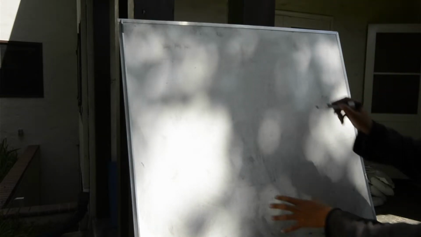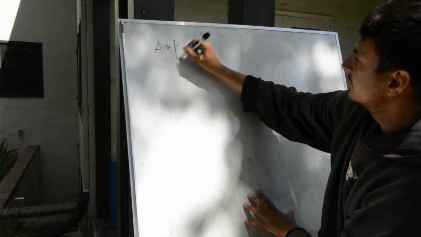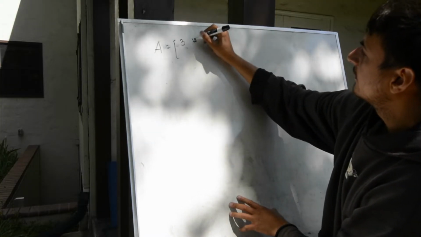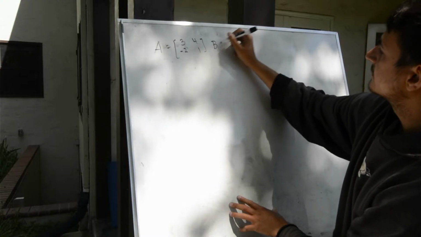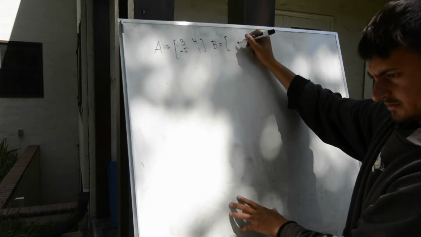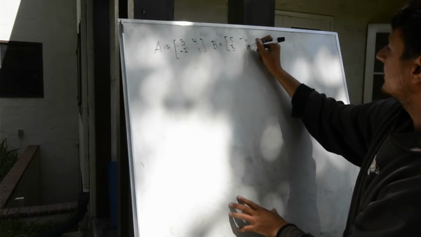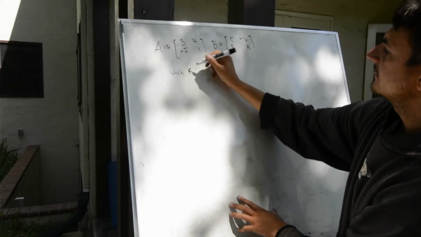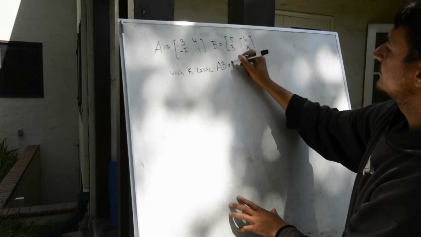So number 9 is... Let's just write out A and B. A is equal to 3, 4, minus 2, and 1. B is equal to 5, minus 6, 3, and K. Which K causes AB equal to BA?